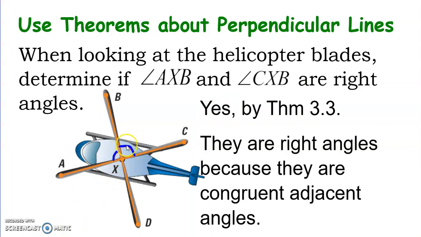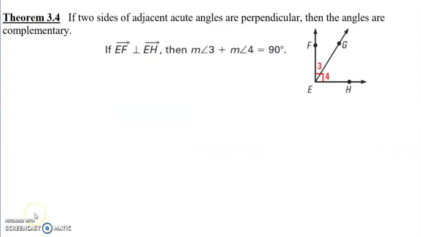They are congruent, they both have one tick mark, and they're right next to each other, which means that they both have to be 90. And our last theorem says that if two sides of adjacent acute angles, so 3 and 4 are adjacent and they're acute because they're less than 90 degrees each, then the angles are complementary, so that means that they add up to 90 degrees. So since these two rays, EF and EH, are perpendicular, we know that angle 3 plus angle 4 is going to add up to 90 degrees.